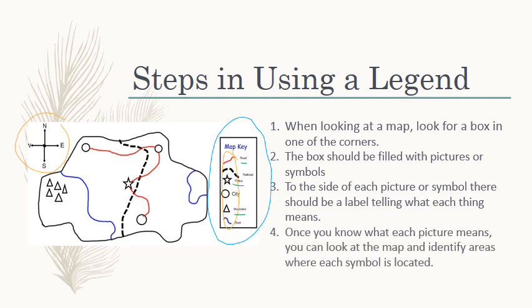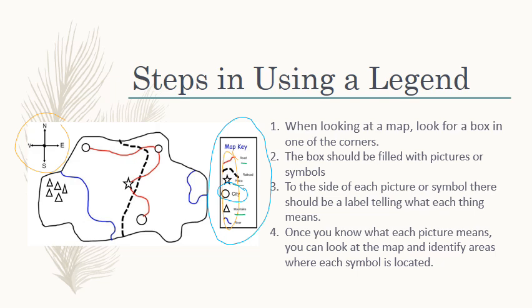The last thing we need to do is once we know what each picture means, we can look at the map and identify areas where each symbol is located. So let's look to see where we can find cities. So if we look on our map key or our map legend, a city is indicated by a circle.